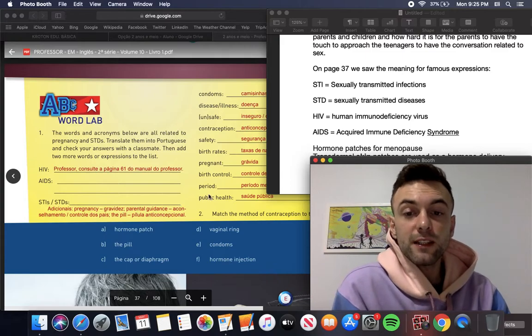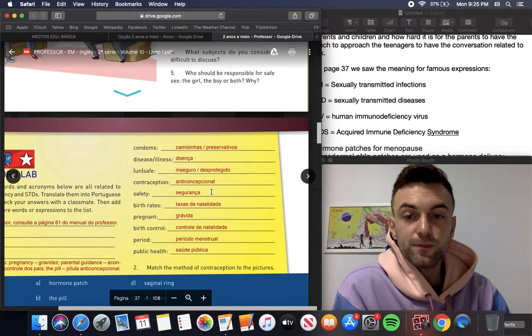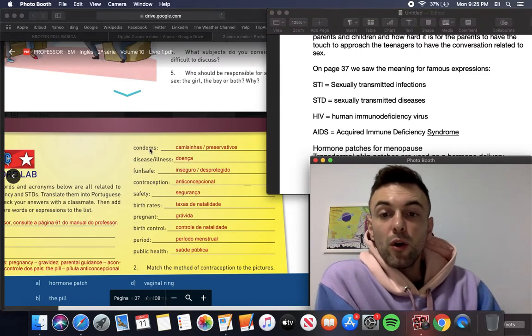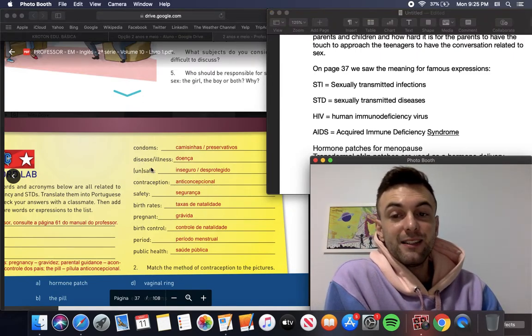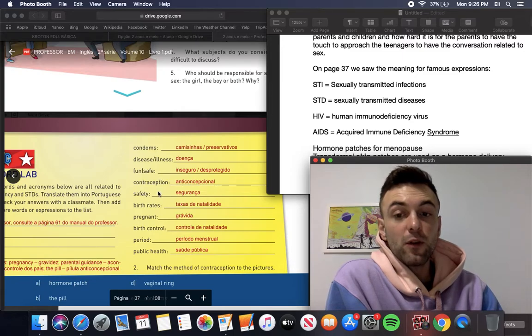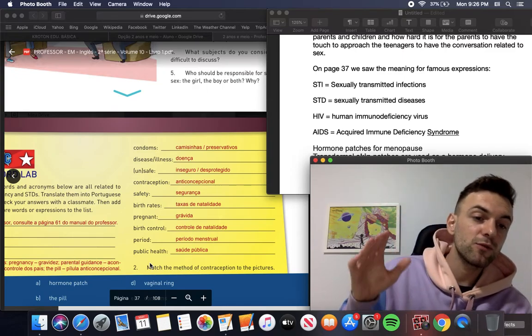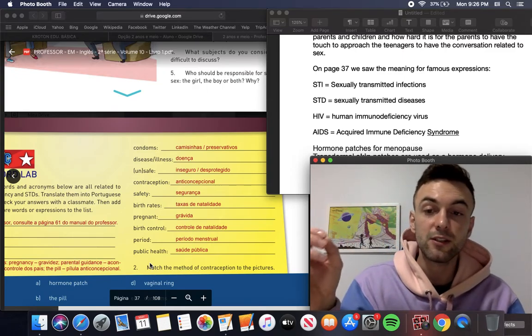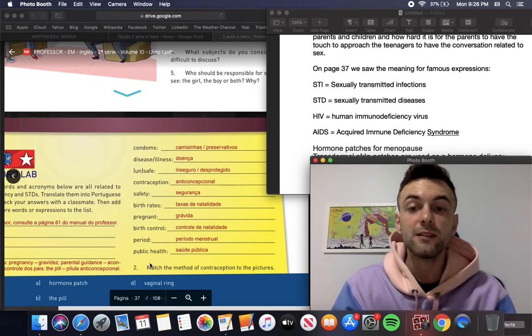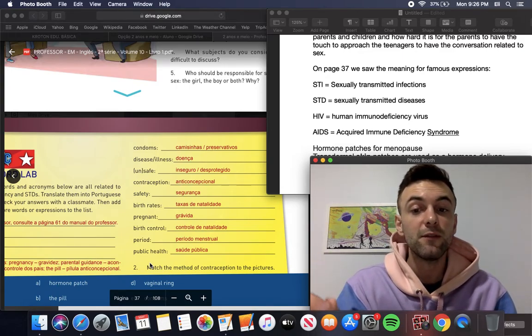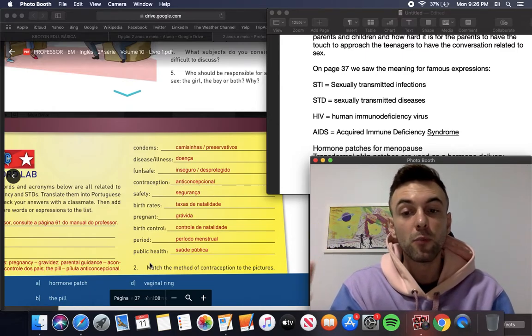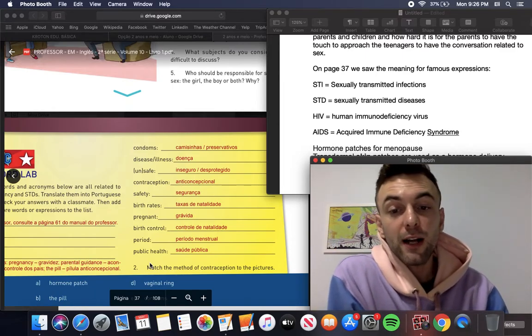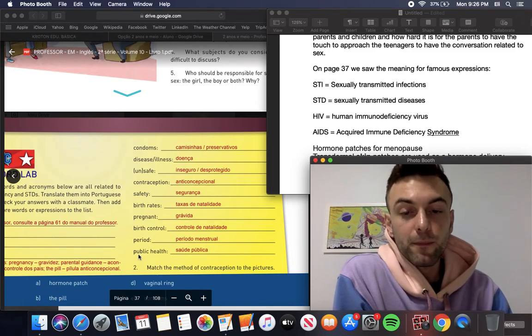We also studied here in this page condoms, disease and illness, safe and unsafe, contraception, safety, birth rates, pregnant, birth control, period, and public health. I want you guys to really pay attention to my pronunciation on this. Condoms, disease, illness, unsafe and safe, contraception, safety, birth rates, pregnant, birth control, period, and a public health.